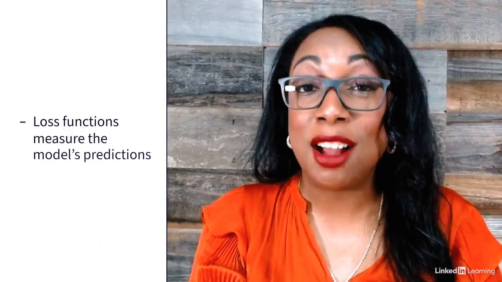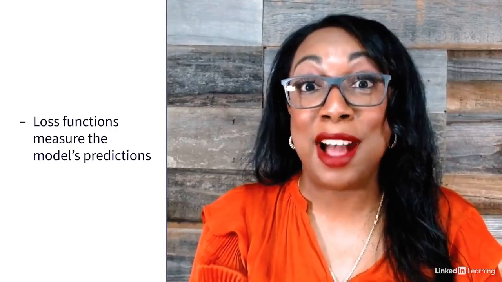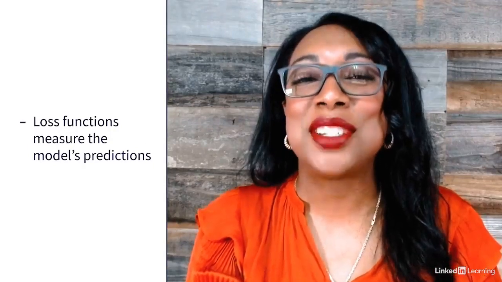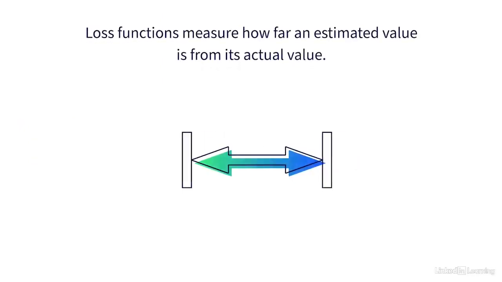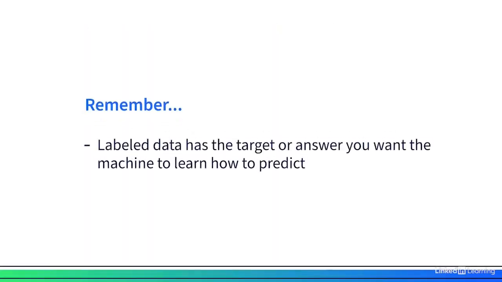While training on 80% of the data, a loss function is used to measure how good the model is at predicting the expected value. In simple terms, loss functions measure how far an estimated value is from its actual value. The model makes a prediction and can evaluate it because we use labeled data. Remember, labeled data already has the target or answer you want the machine to learn how to predict.